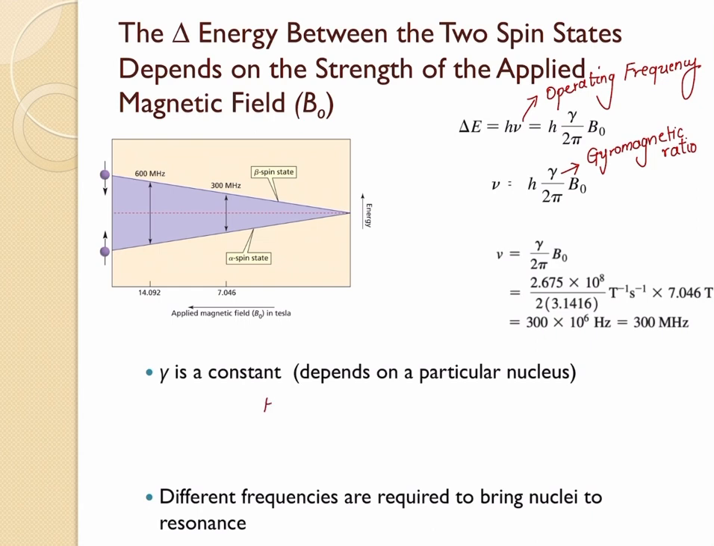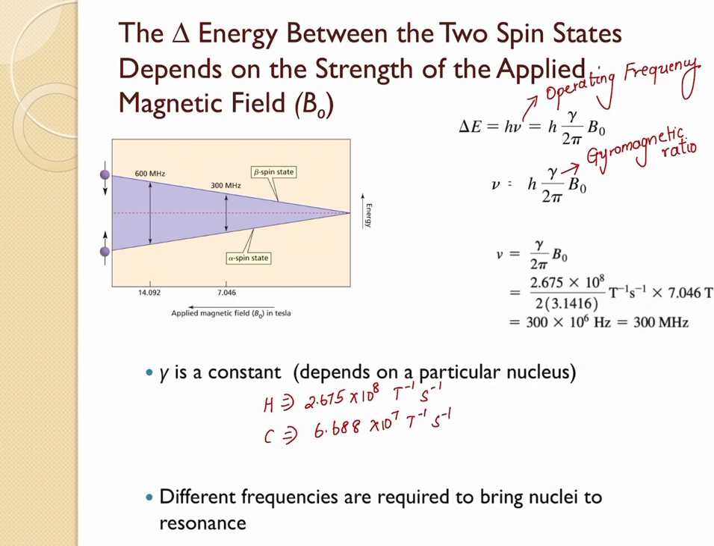For hydrogen, this value is going to be 2.675 times 10 to the power of 8 Tesla to the power of minus 1 and s to the power of minus 1. And for carbon, it's equivalent to 6.688 times 10 to the power of 7 Tesla to the power of minus 1 and s to the power of minus 1.